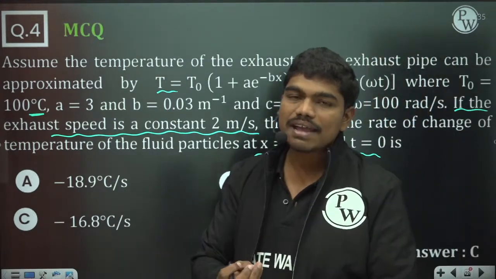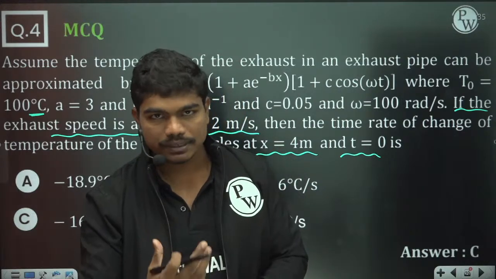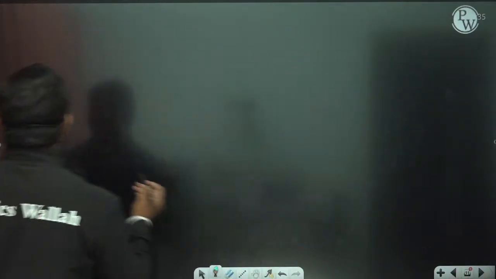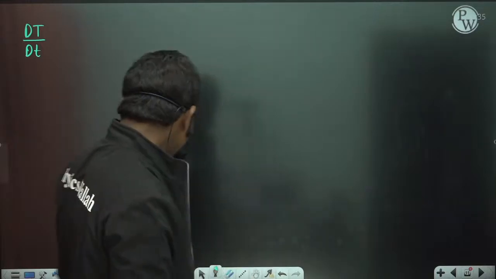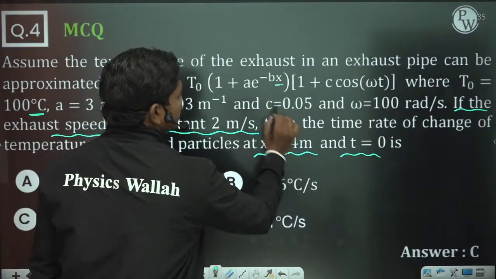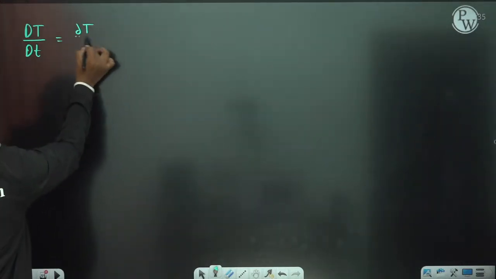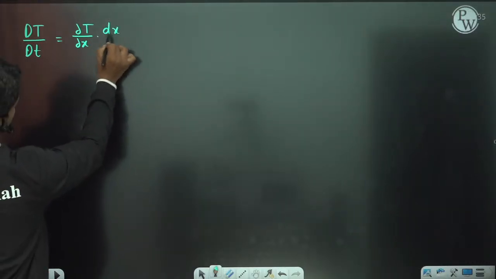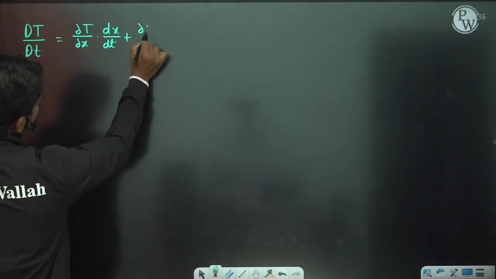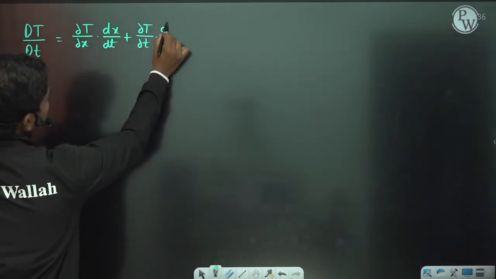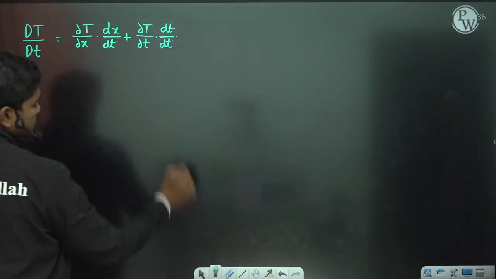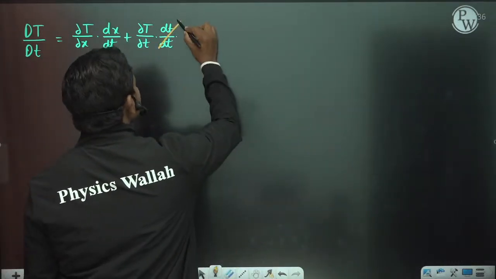What are they asking you? Time rate of change of temperature, correct? So they are asking you dT by dt, the derivative of temperature with respect to time. Now you know this temperature is a function of x, and it is also a function of t. So this implies dT/dt = dou T by dou x into dx by dt plus dou T by dou t into dt by dt. This is the total chain rule if you apply. This dt by dt value is 1 actually here.